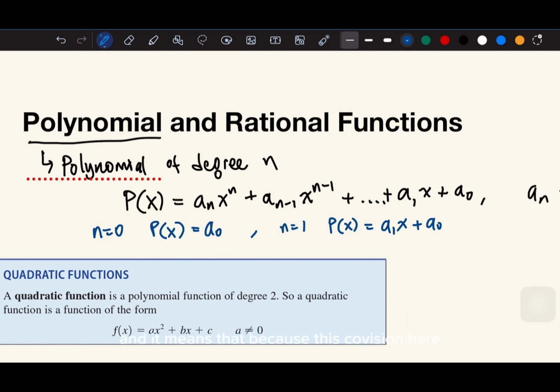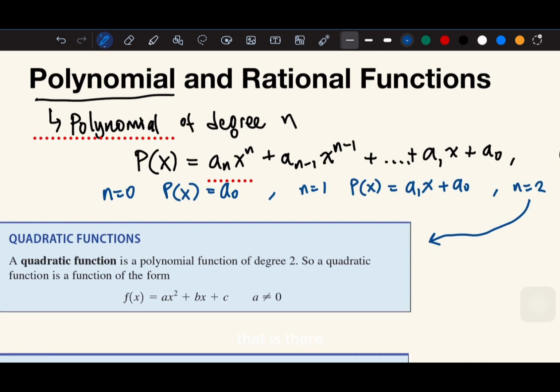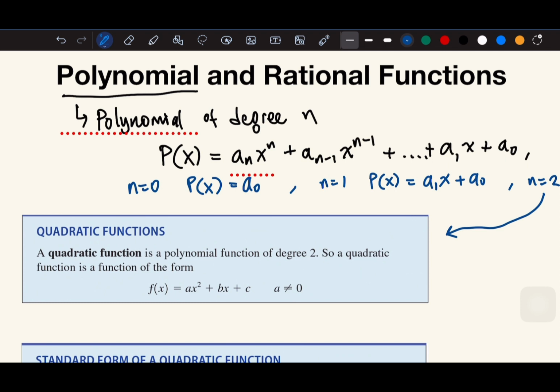It means that for this coefficient here, you can put any n. You can put 5, 4, or even 100. It's a whole number. So let me write here for n equals 2, we already know that this will be a quadratic function. The quadratic function is the polynomial function of degree 2. So of course, the one we have here is ax squared plus bx plus c.